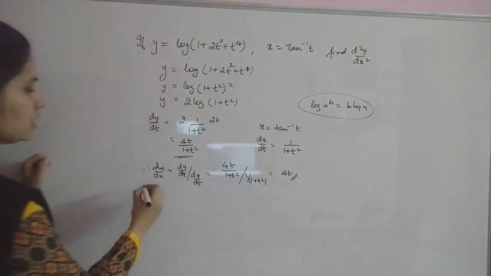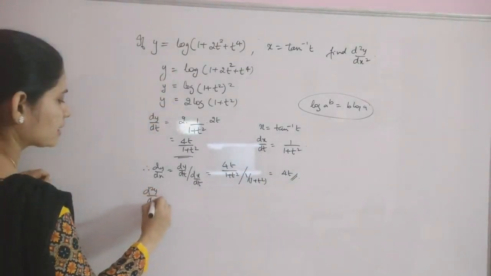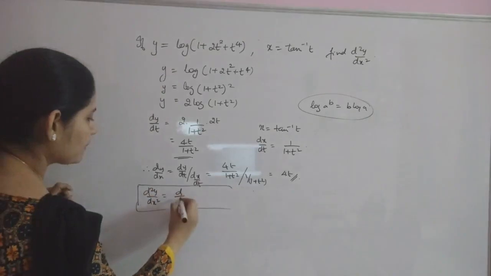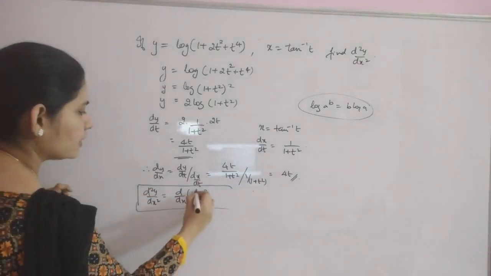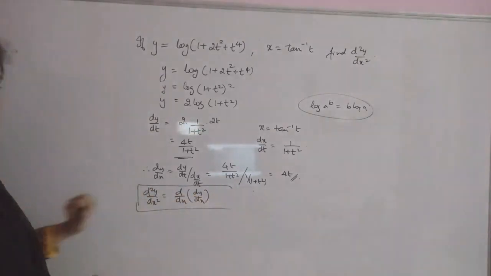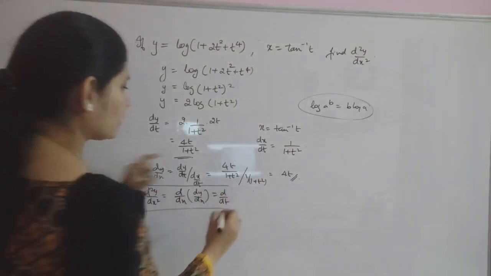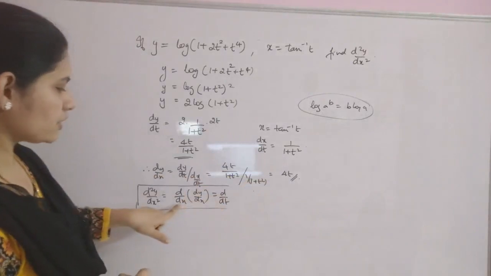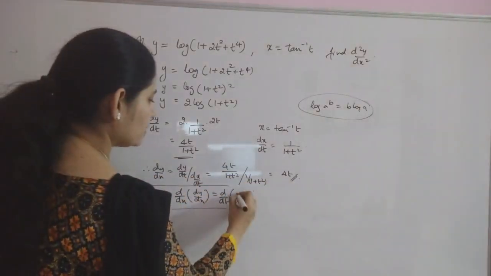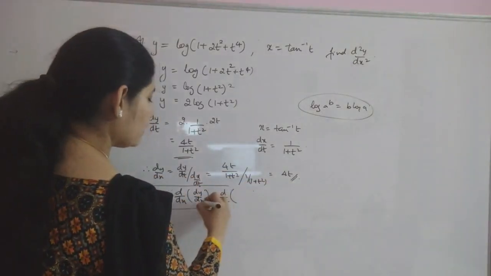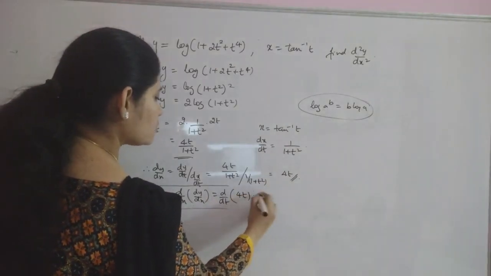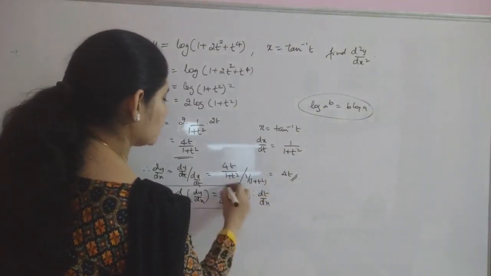Now what is the question? You have to find out d square y by dx square. For this you can write d by dx of dy by dx, which is actually d square y by dx square. Here, since it is in terms of t, you cannot differentiate with respect to x directly. So it will become d by dt of dy by dx, into dt by dx.